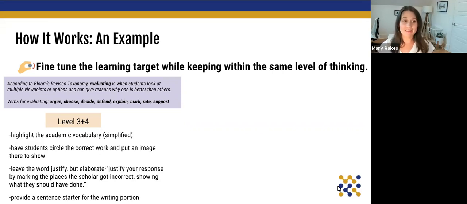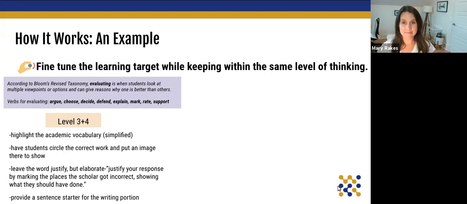I'm going to continue to highlight the academic vocabulary because that's often something that these students might be missing. I'm also going to have students circle the correct work and put an image there to show it, just like I did previously. I'm going to leave the word justify, but I'm going to elaborate. So I'm going to say something like justify your response by marking the places the scholar got incorrect, showing what they would have done. Then I'm going to provide them a sentence starter for the writing portion, which is a little bit different than a sentence frame. It asks them to do a little bit more of the heavy lifting, but it's still there for them to get them started.